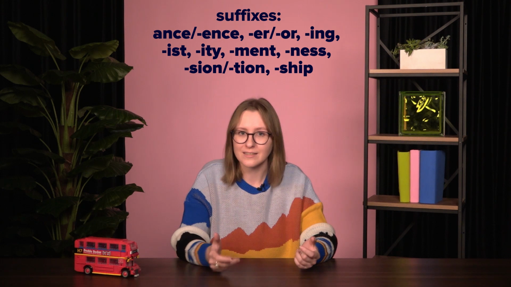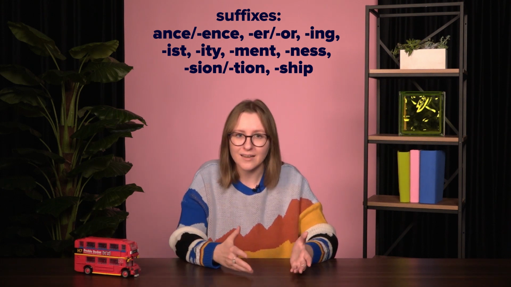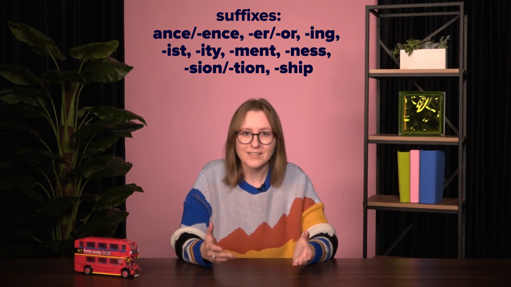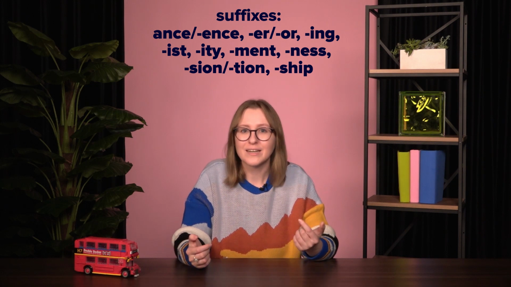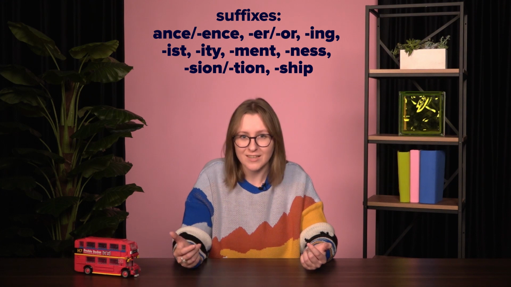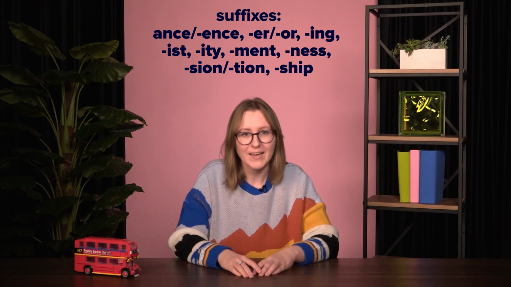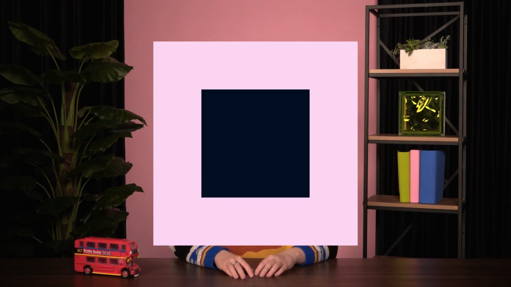I'm sorry. The codifier lists all of these suffixes. Ance with a and ence with e, er and or, ing, ist, ity, ment, ness, sion with s and tion with t, and ship. And you will have to remember them. Let's at least look at examples.